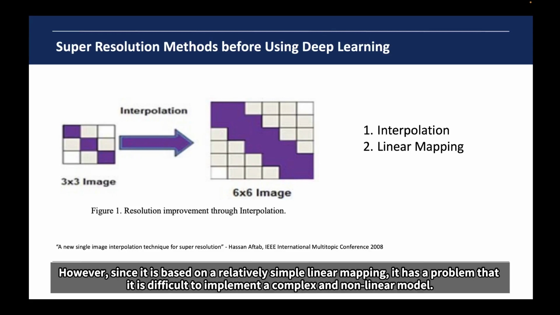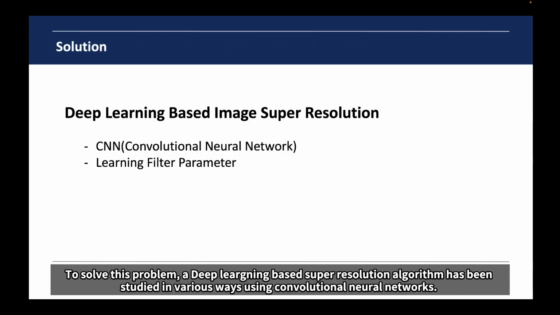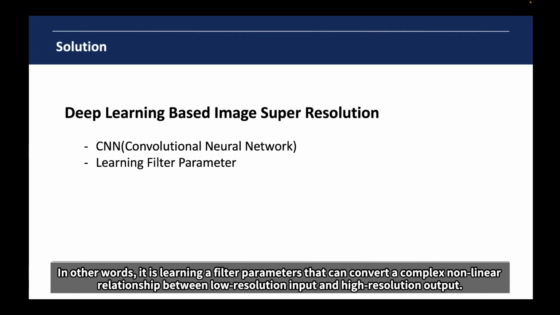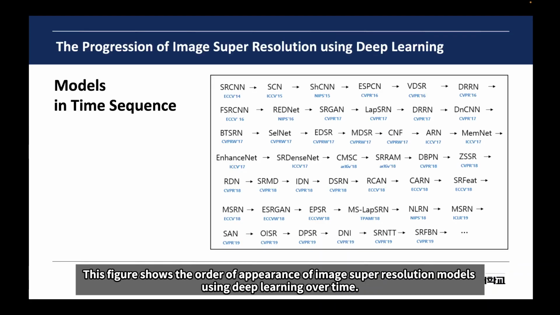However, since it is based on a relatively simple linear mapping, it has a problem that it is difficult to implement a complex and non-linear model. To solve this problem, a deep learning-based super-resolution algorithm has been studied in various ways using convolutional neural networks. In other words, it is learning of filter parameters that can convert a complex non-linear relationship between low-resolution input and high-resolution output. This figure shows the order of appearance of image super-resolution models using deep learning over time.